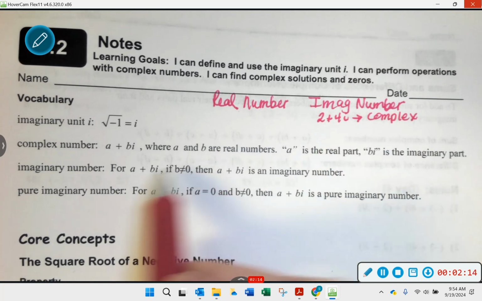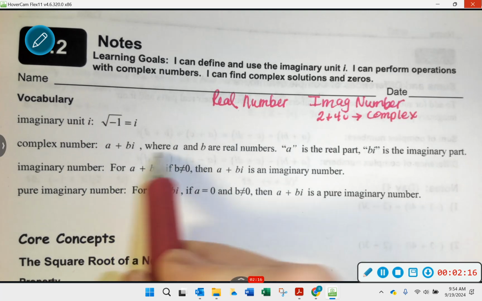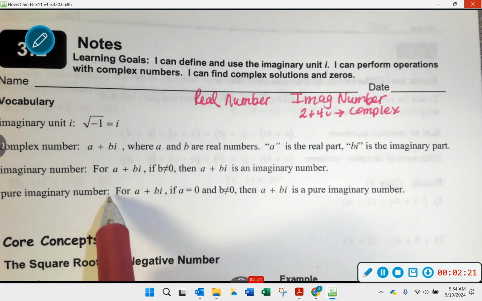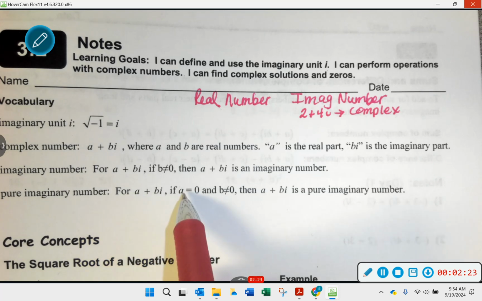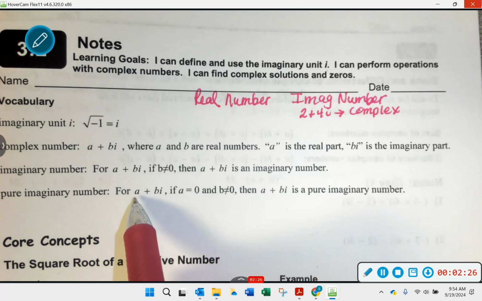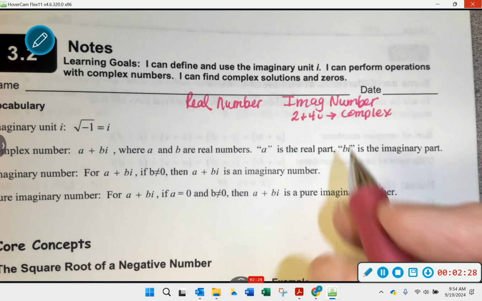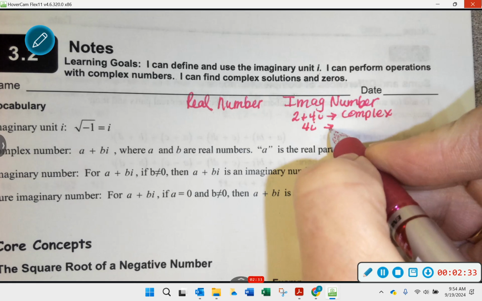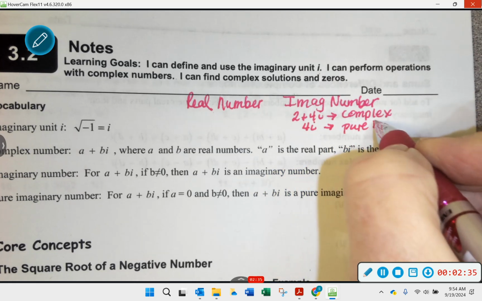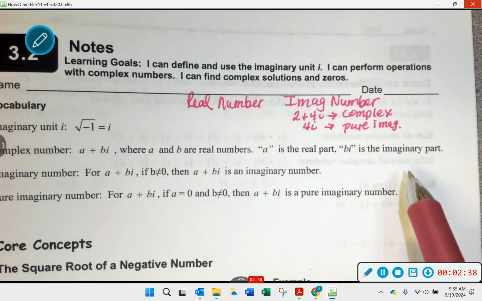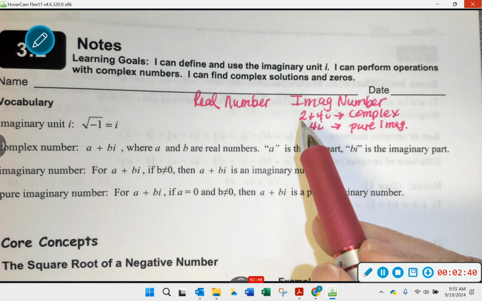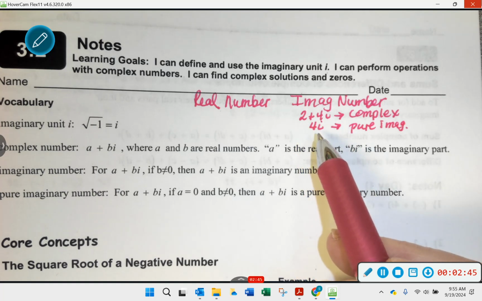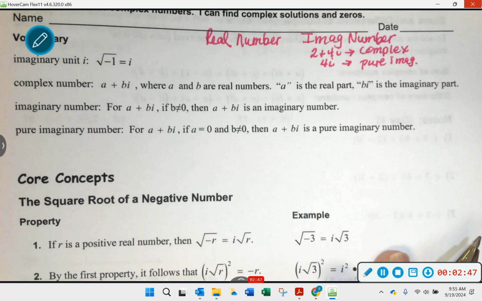An imaginary number, like I said, can be complex, like I just talked about, or it can be a pure imaginary number. This happens if a is 0. So we don't have a real part. We just have an imaginary part. So if I get rid of this 2 and I just say 4i, that's going to be called a pure imaginary number. It's not complex because it doesn't have the real part and the imaginary part. It just has the imaginary part. Okay, so that's just some vocab.